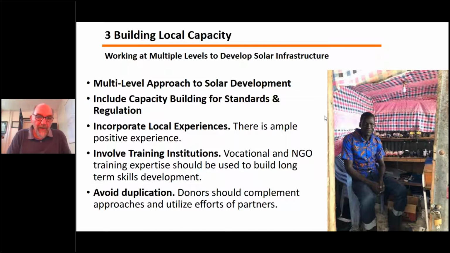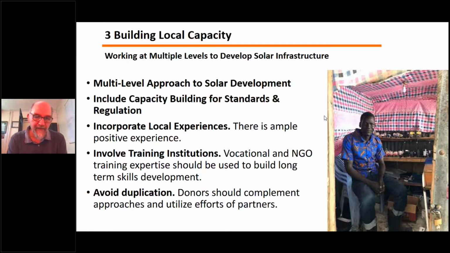All right, building local capacity, and this is a challenge everywhere. But if we're gonna make these systems work, there needs to be someone to fix it. So a multi-level approach to solar development has to happen in the field, has to happen in the capital city, and it has to happen among the companies that are supplying so that they can meet the specific needs. So capacity has to be built, and there needs to be some type of standards and regulation.